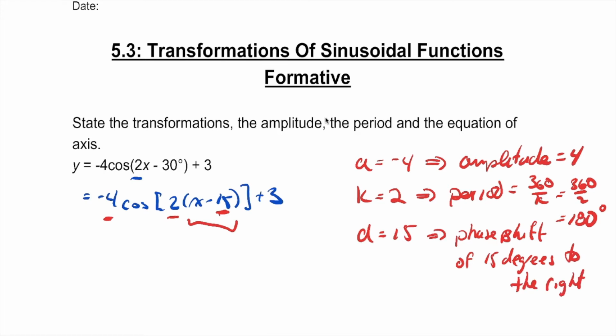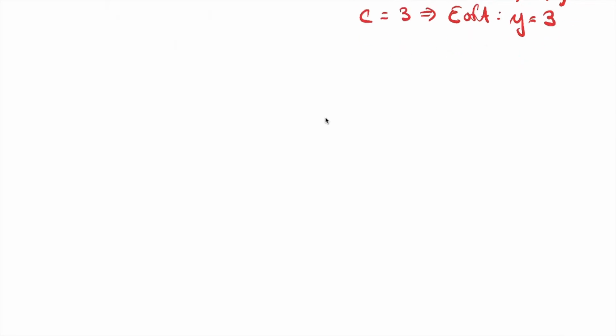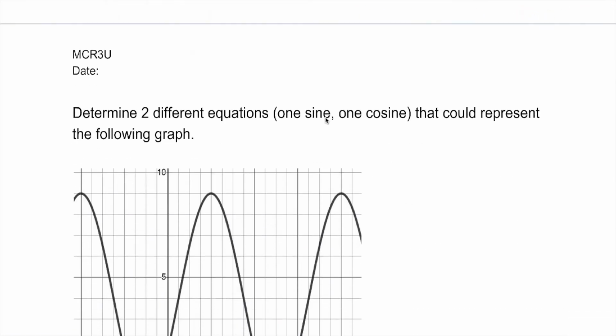And finally, the last one, we have the value of c. That's going to be 3, and that implies that my equation of axes is y is equal to 3. So pretty straightforward. As long as we break down your equations into your a, k, d's, and c's, we can make the similar mapping to the various properties of a sinusoidal function. So let's look at the next question, which is a little bit more tricky.